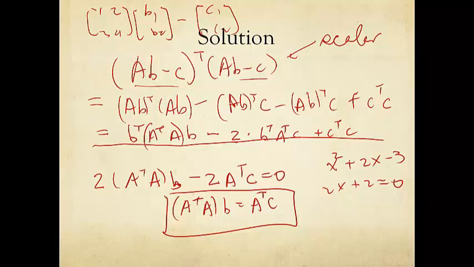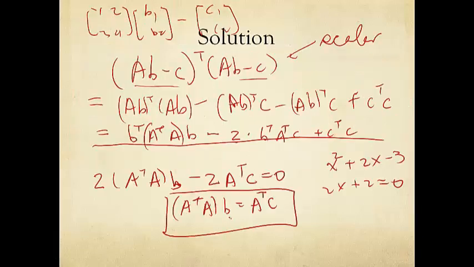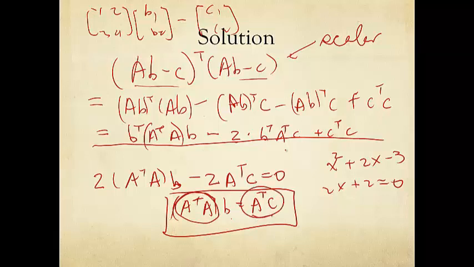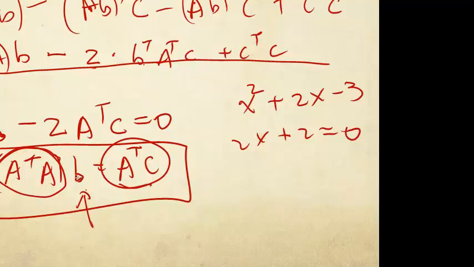This is the solution to our least square problem. If you want to solve this problem by picking the right B, well, the right B is the answer to this equation. What kind of equation is it for B? It is a linear equation. A transpose A is just another matrix times B equals another vector, which is A transpose C. So as long as we can solve this linear system of equation, we get the right answer, B star, that solves the least square problem.